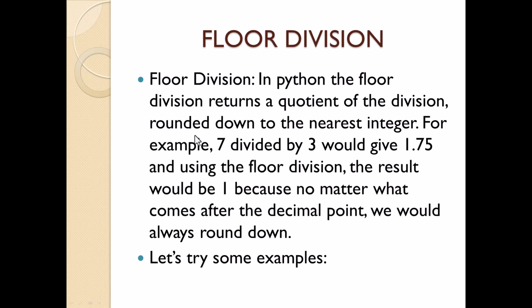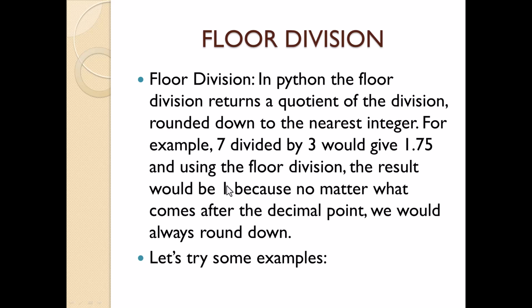For example, if I divide 7 by 3, it will give you 1.75. And using the floor division, the result would be 1, because no matter what comes after the decimal point, we would always round it down. So in floor division, we are looking for the quotient. Sorry, if we divide 7 by 3, it should be 2.75, not 1.75. So it will give us 2 here.